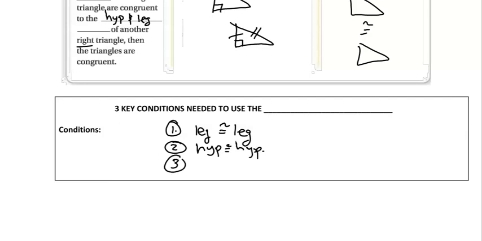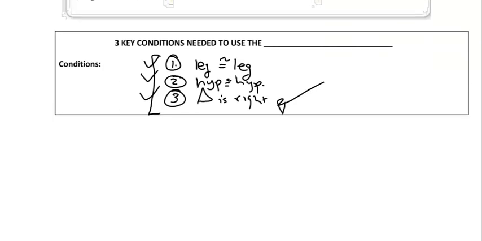And the last thing that you need to be able to do is show that the triangle is right. It's not enough just to say that the angle is right. You say the angle is right and then the triangle is right. It's just kind of a weird thing with HL. So once you have these three boxes checked off in a proof, then you can finish and say that the two triangles are congruent by HL, hypotenuse leg. Let's go ahead and go to another.